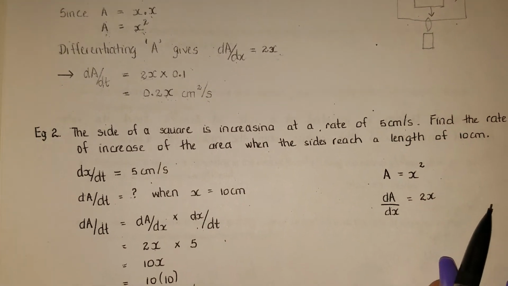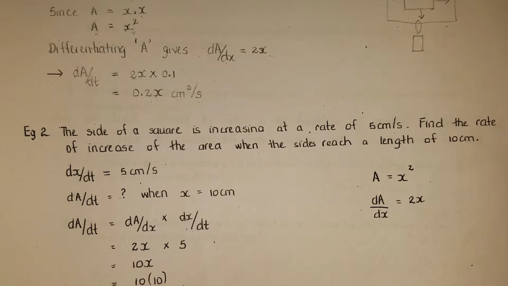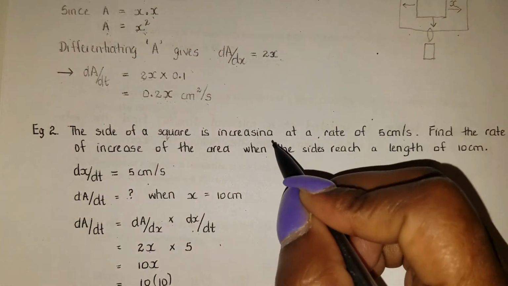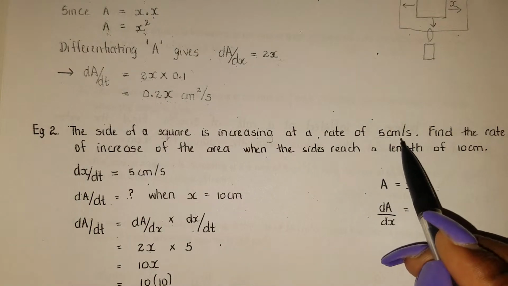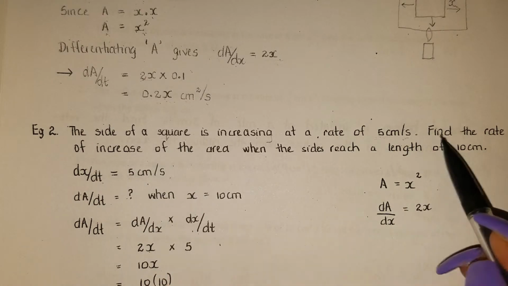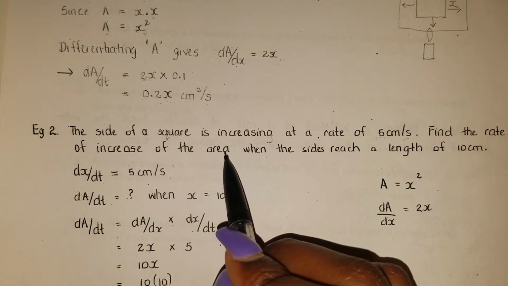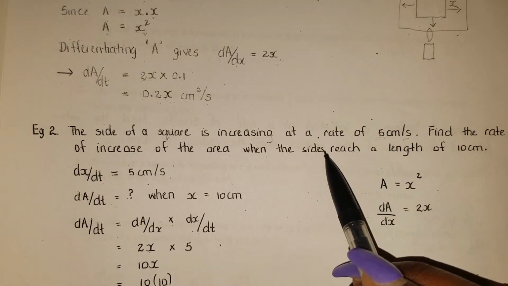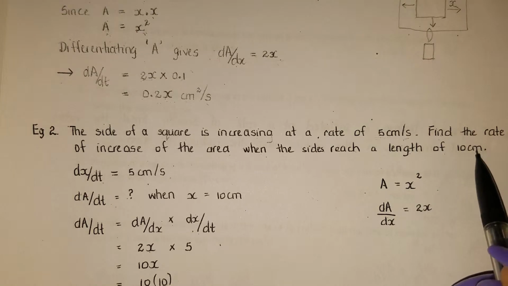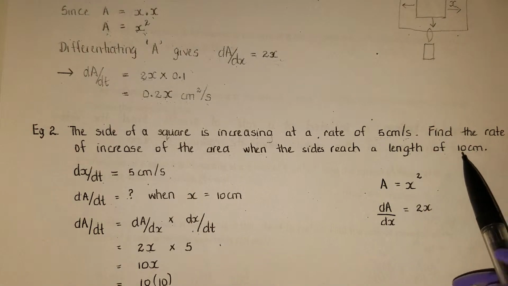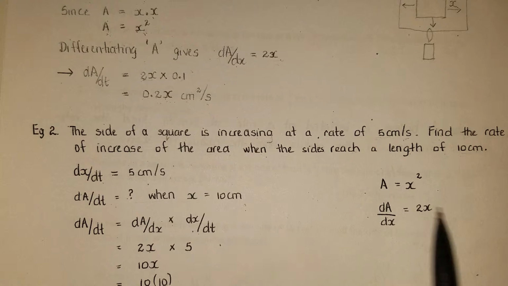Let's look at a second example. It says, the side of a square is increasing at a rate of 5 centimeters per second. So this 5 is our dx/dt. Find the rate of increase of the area. So once again, we're finding dA/dt. And it says to do that when the sides reach a length of 10 centimeters. So remember, x is the length of the side. We want to find that rate of increase of area when x is equal to 10, as you see here.